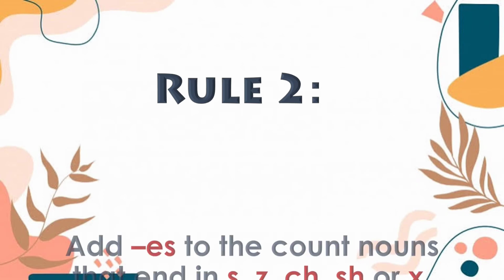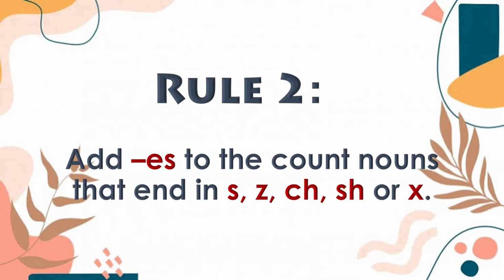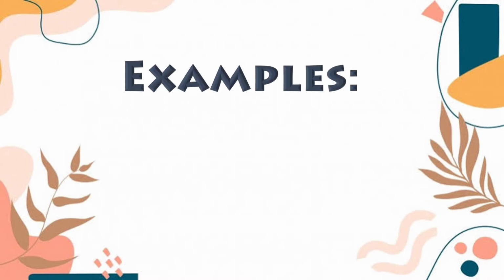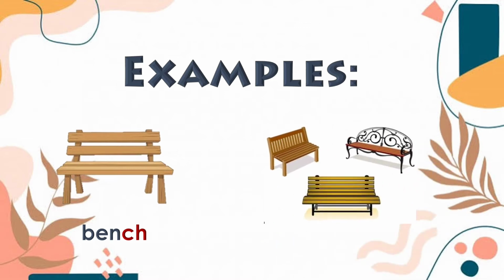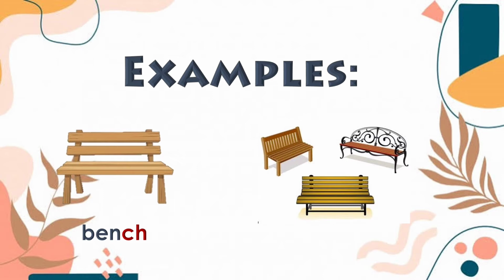Now, let's move on to rule number 2. We need to add e and s to the count nouns that end in letter s, z, ch, sh, or x. For example, we have here a count noun, bench, and it ends with ch. Therefore, in order to form its plural, and we have here more than one bench, we should add es, and it will become benches.